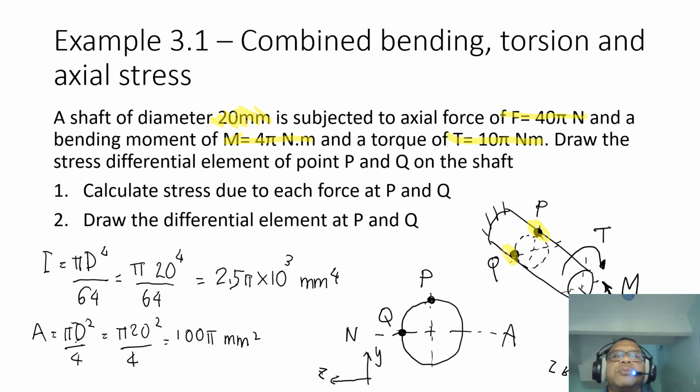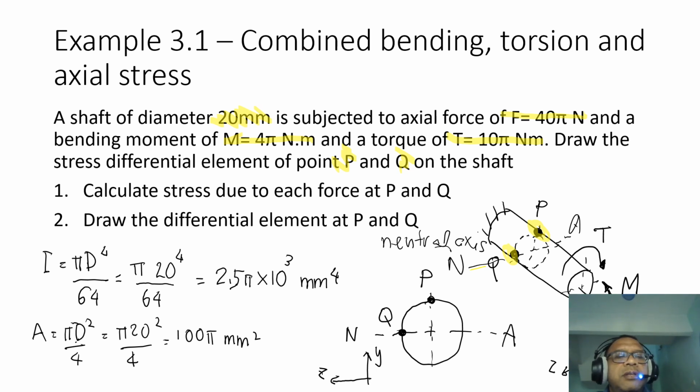So what do we do? Point Q is located at the neutral axis. So let me write it, neutral axis. And then, number one, calculate the stress due to each force at P and Q, and draw the differential element of P and Q.